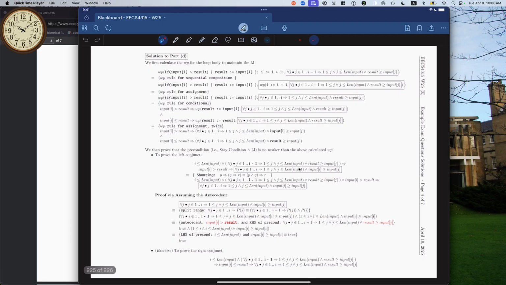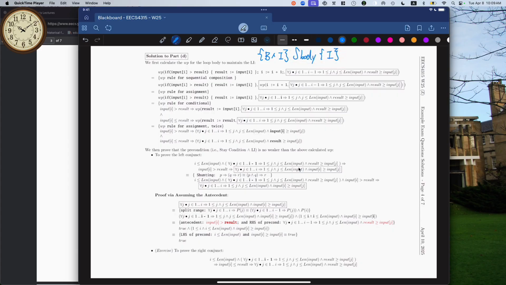So here, first of all, we want to calculate the WP for the body of the loop to maintain the loop invariance, if you remember the condition there. So let me put it here. You've got the exit condition, the condition for the loop, and the loop invariant I, and then the body of the loop, which should maintain the loop invariance. So first of all, we want to make sure the WP is there. We want to calculate that.